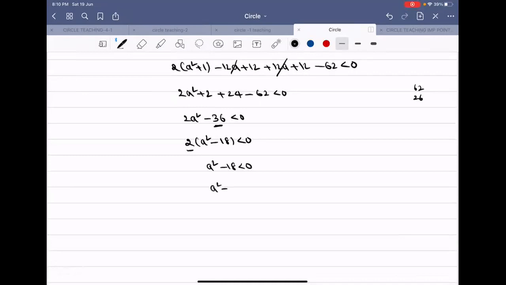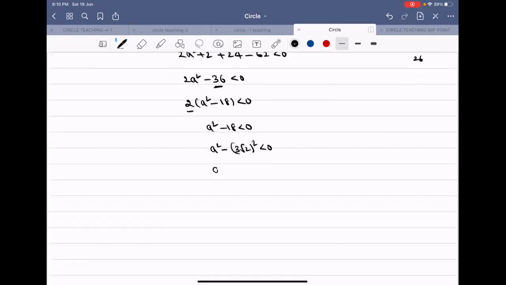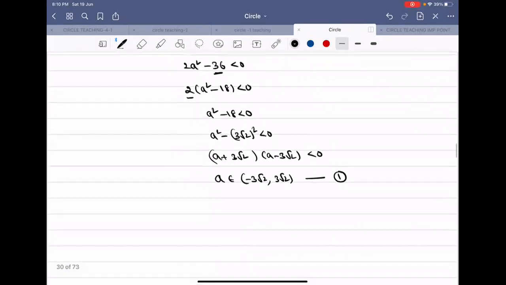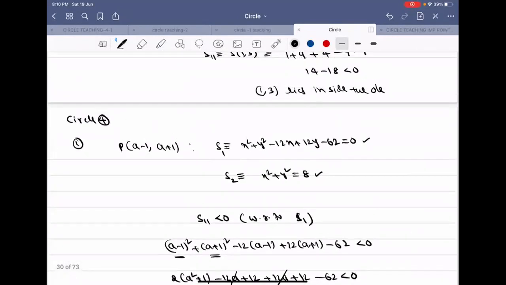How can you write this? As 3 root 2 whole square, which is 18. Now, this is (a plus 3 root 2) into (a minus 3 root 2) is less than 0. So here the product is negative, so a lies in between the roots. That is, a belongs to the open interval (minus 3 root 2, 3 root 2). This is the first solution. These are the values of a for which the point lies inside the first circle.